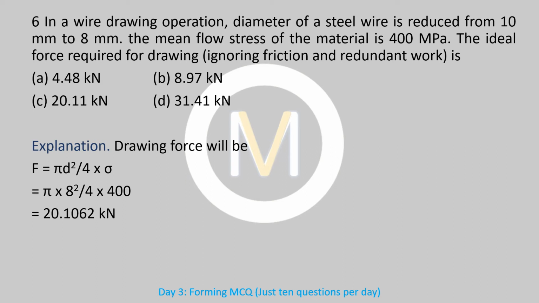So the final area is made by this 8 mm. So π/4 d square is the area, circular cross section, into the stress, and that will give the force. Use this formula for all the force required. This will give the force directly, stress into area. So our correct answer here will be 20.11.